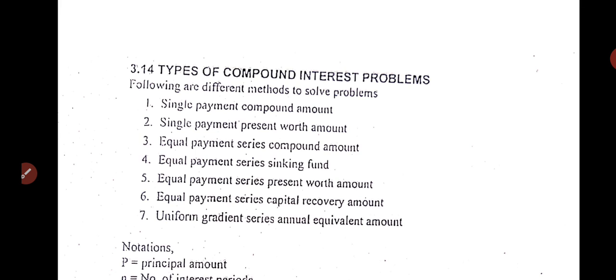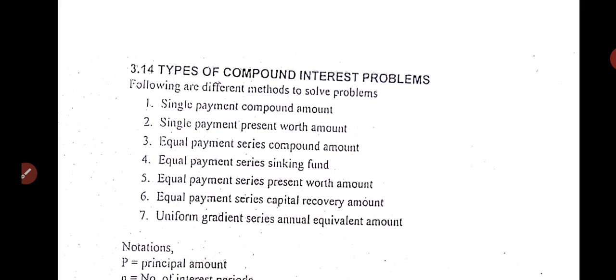See, why I am discussing this especially is because in the next module, we will be using all these formulas, because based on these formulas only the calculations will be done. So the second one is single payment present worth method. Amount means the future amount what I want after some period of time at some interest rate. What is the present amount? So this is the present worth amount. These two were single payment.